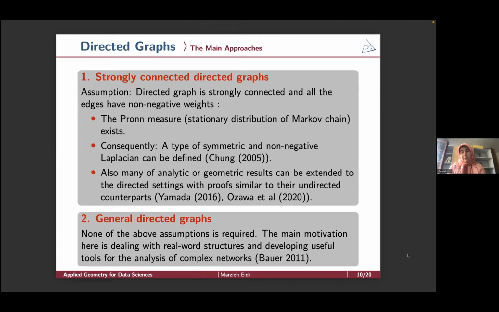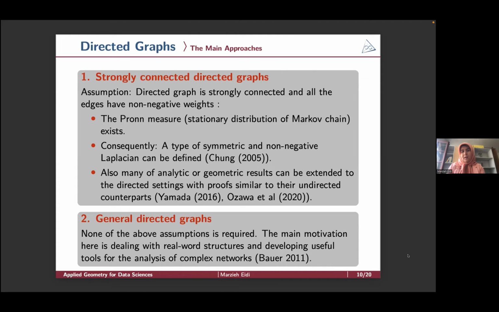Before going to the directed hypergraph case, I would like to mention a quick review of what is happening in the directed graph case. When we talk about Laplacian and curvature in the directed graph setting, there are two main approaches in the literature. Either we consider our directed graph to be strongly connected, or not. When we consider strong connectedness, we also consider the weights to be non-negative. In this case, the Perron measure, which is the stationary distribution of the Markov chain, exists, and a type of symmetric and non-negative Laplacian can be defined. Also, many analytic or geometric results for the Laplacian and curvature can be extended from the undirected graph case to directed settings, and they prove very similar to their undirected counterparts.